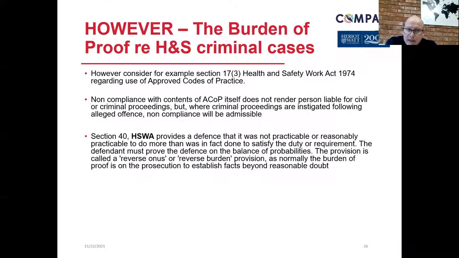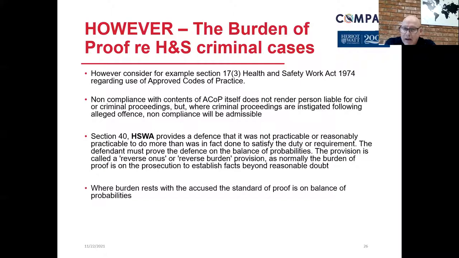The defendant must prove the defence on the balance of probabilities. The provision is called a reverse onus, or the reverse burden provision. Normally, the burden of proof is on the prosecution to establish the facts beyond reasonable doubt. Here, it rests with the accused, and the standard of proof is on the balance of probabilities.